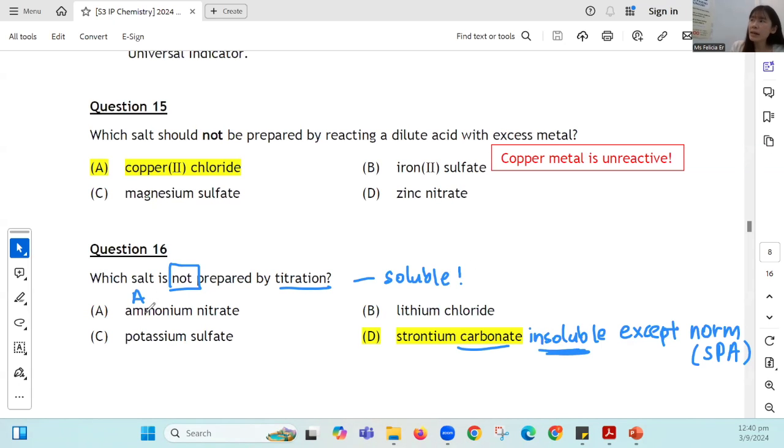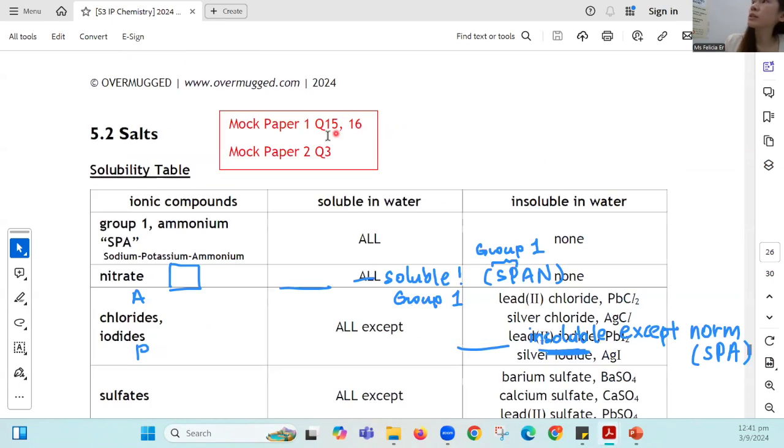This one, you see, this is the SPAN. Soluble is always SPAN, right? So this is your A for ammonium. This one is group 1. So group 1 will be soluble, because S and P, sodium and potassium, are all in group 1. Group 1 are all soluble. That is P right there. So you see, they are all group 1, all soluble. That's why strontium is eliminated. Done. Okay, then I move on to the next question. Done copying, right? Okay, then the next question is open-ended question number 3.